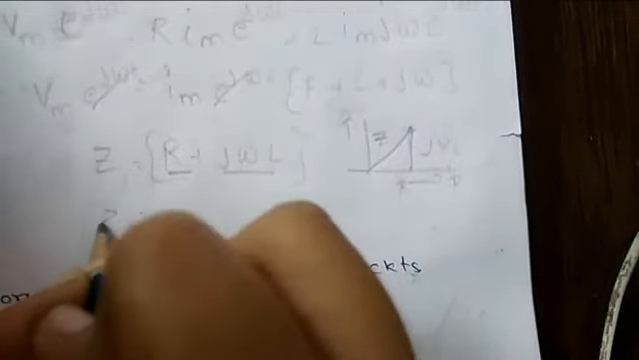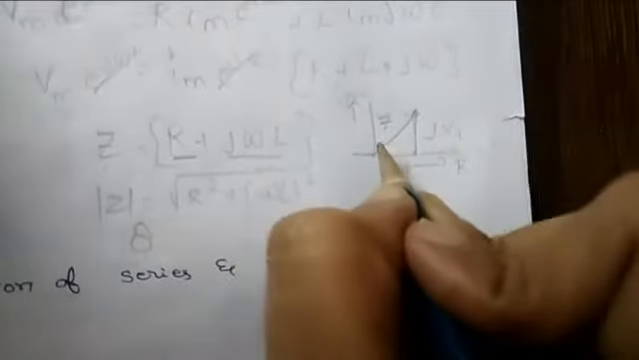Up to here this is R, and up to here, if it is in jXL, this length represents your jXL. So this hypotenuse will be your Z. To get the magnitude of Z, it will be represented as the square root of R square plus (omega L) whole square.